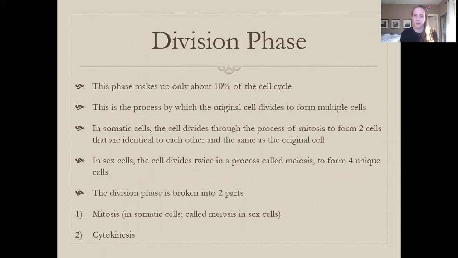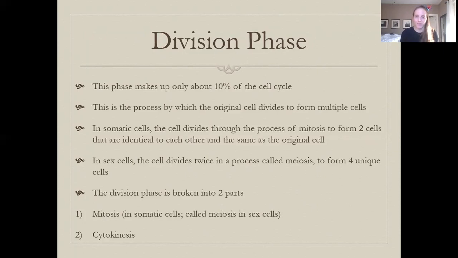So those three parts, again, make up 90% of the cell cycle. That is the interphase. The remaining 10% of the cell's life cycle is spent in this division phase. So this is where the cell is going to divide. In somatic cells, which again are the normal cells of your body, each cell will divide once in order to form two cells. Both of those two new cells will be identical to each other and identical to the original. And that process is called mitosis. We'll talk more about that later.